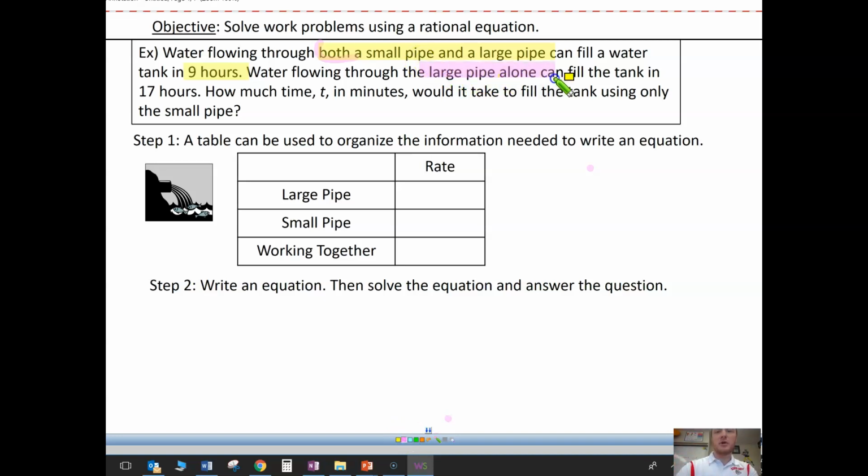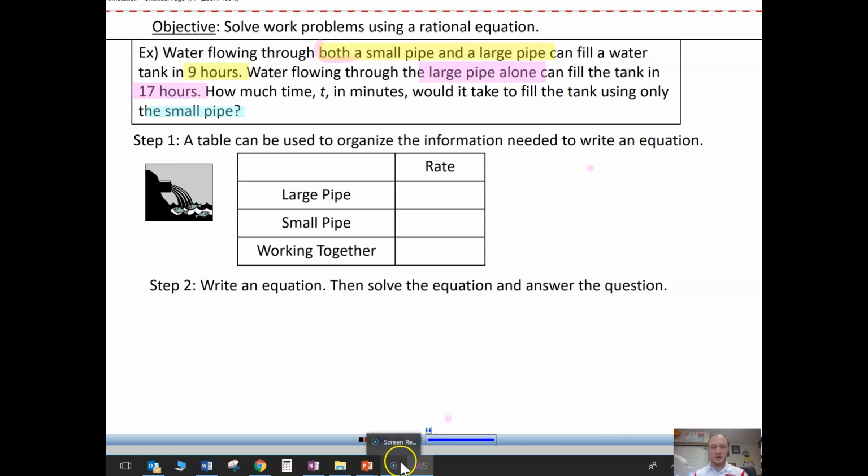So a large pipe alone can fill the tank in 17 hours. How much time t in minutes would it take using only the small pipe? Okay, so how much time would it take using only the small pipe? So what we want to do is write some rates for all of these situations. Okay, and the first information they give us says both the small pipe and a large pipe.